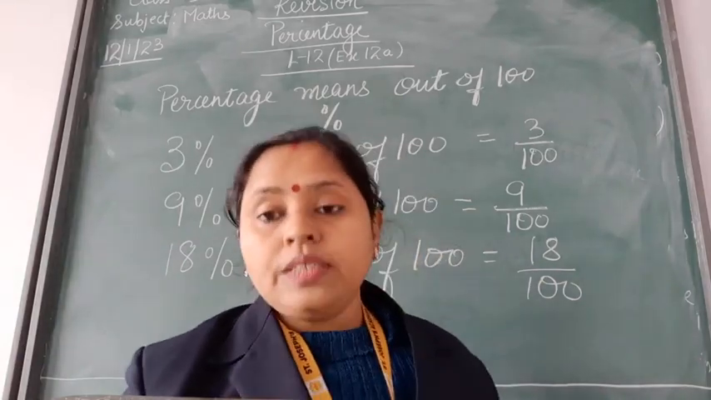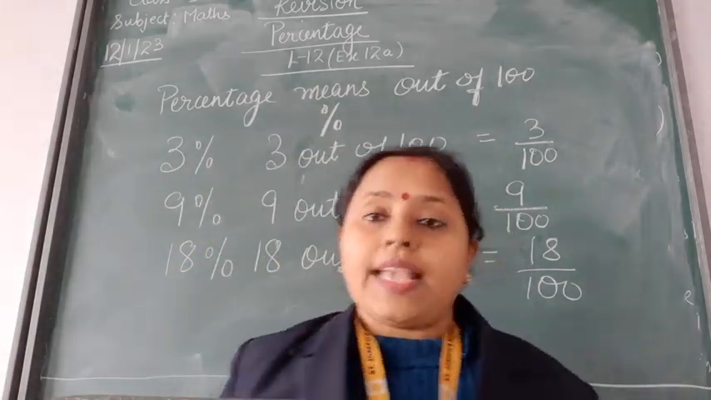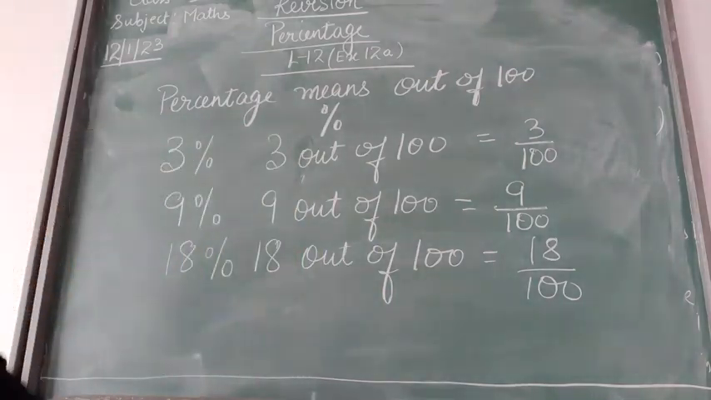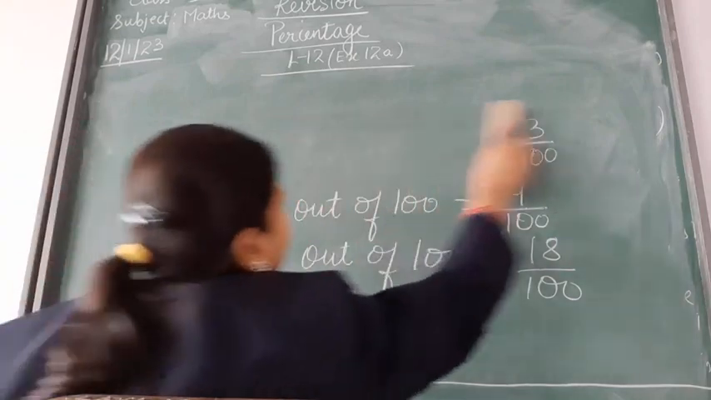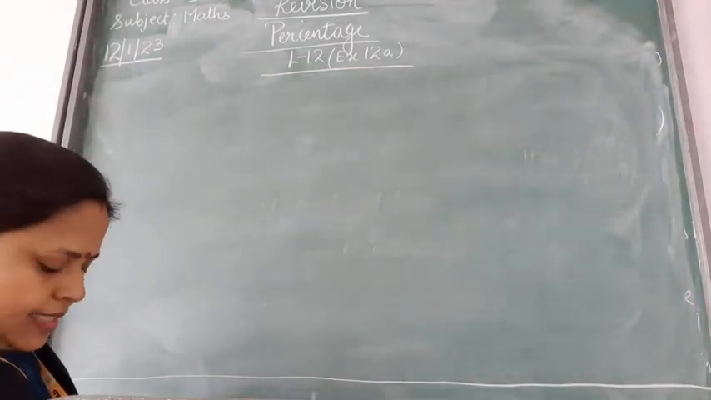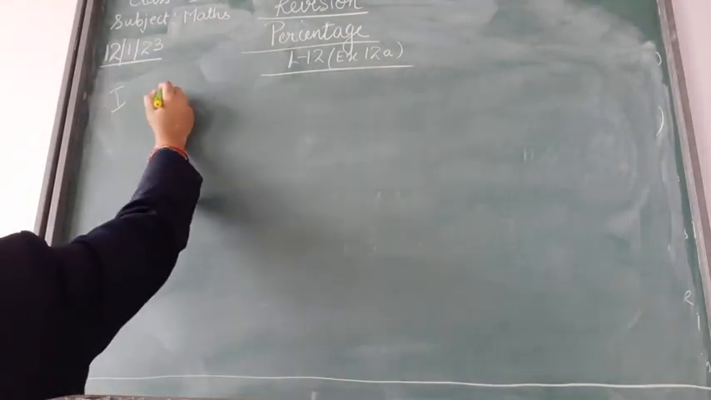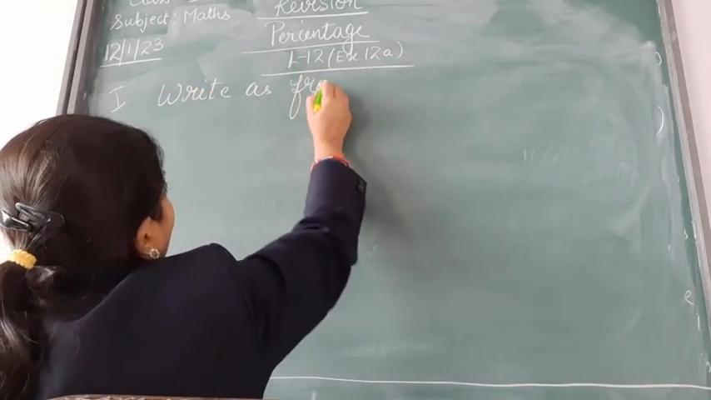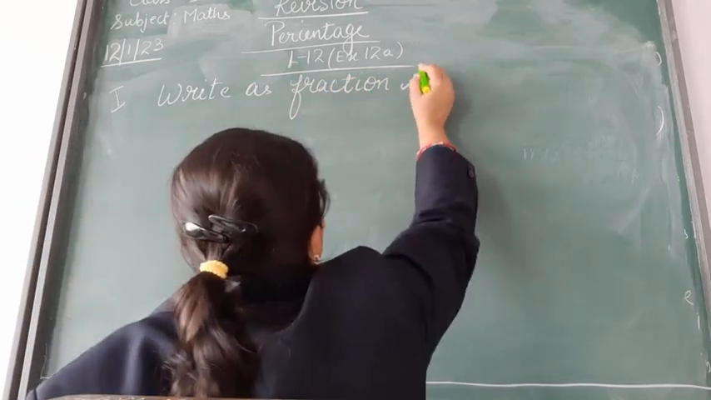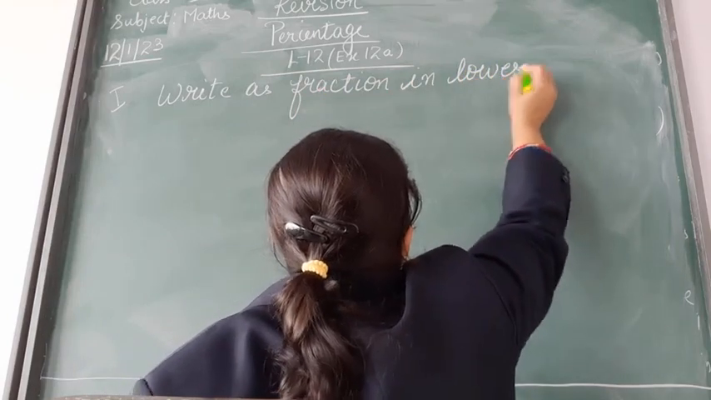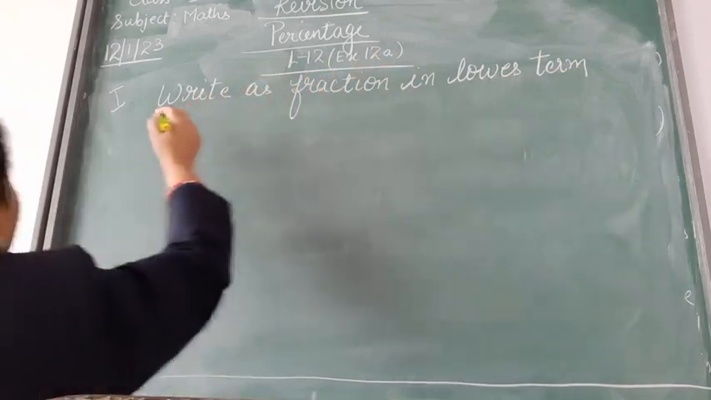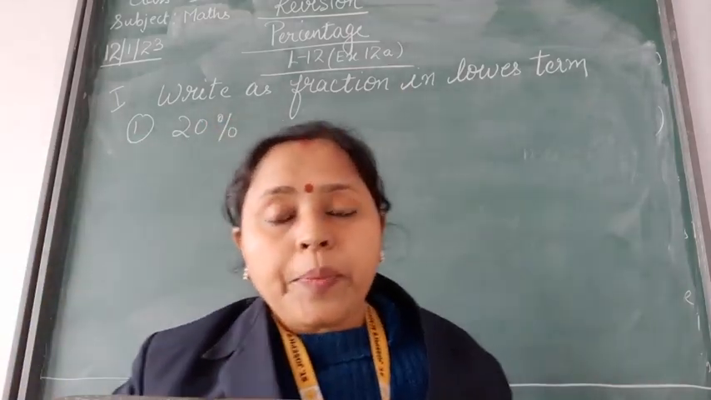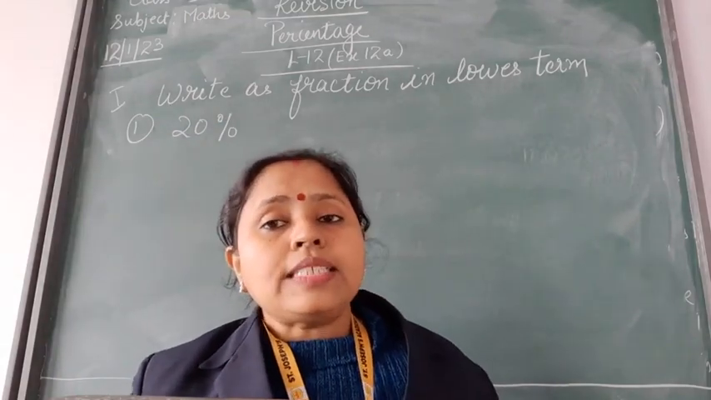So now after revising what we mean by percentage, let us come to exercise 12A and revise some of the sums given in this exercise. The first question of this exercise is: write as fraction in lowest term. The first part of this question is 20%. So we have to write 20% in the form of fraction in the lowest form.